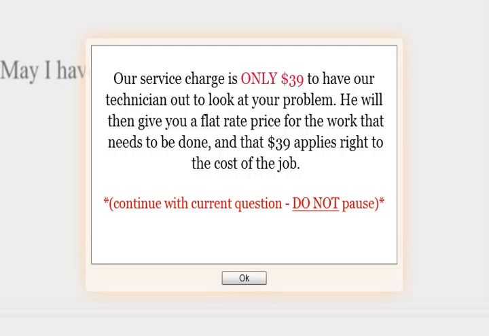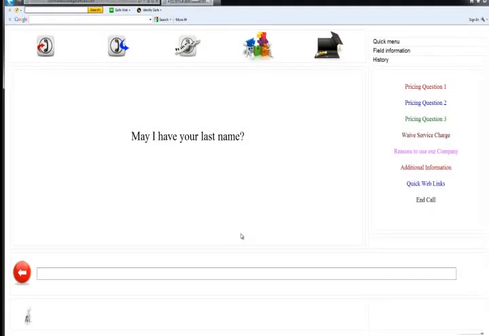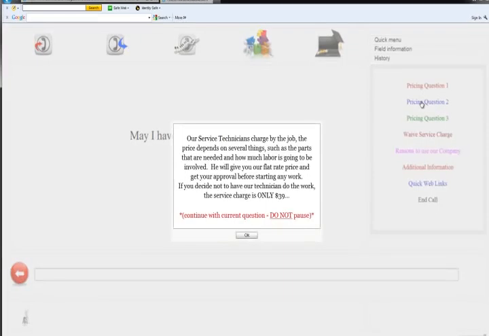Our service charge is only $39 to have our technician out to look at your problem. He will then give you a flat rate price for the work that needs to be done, and that $39 applies right to the cost of the job. If the person persists, you can further your explanation with a second pricing answer, and so on.